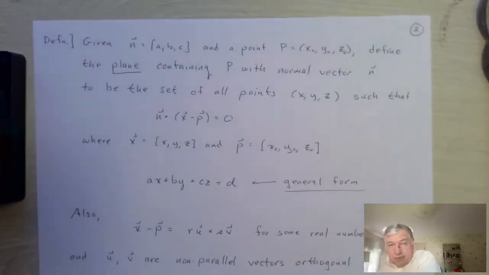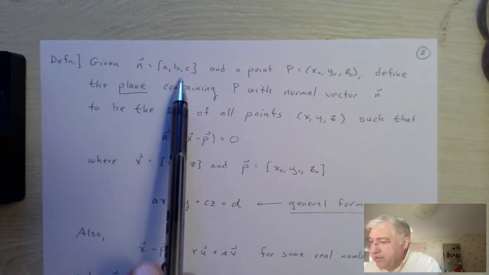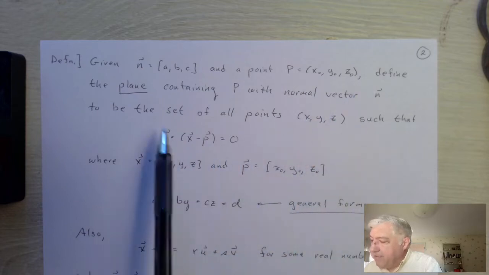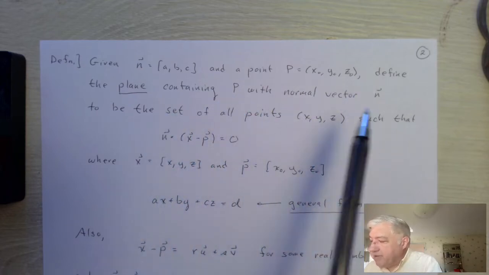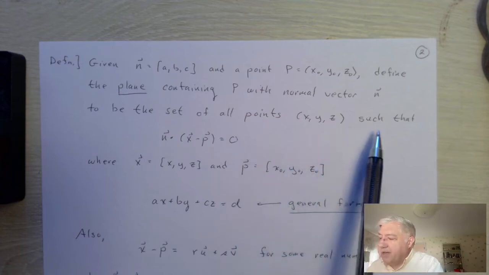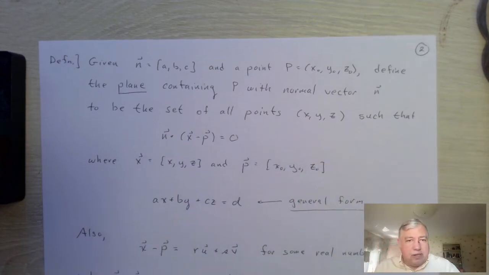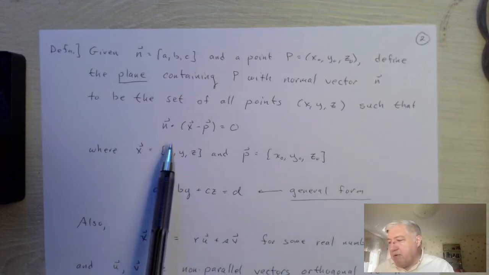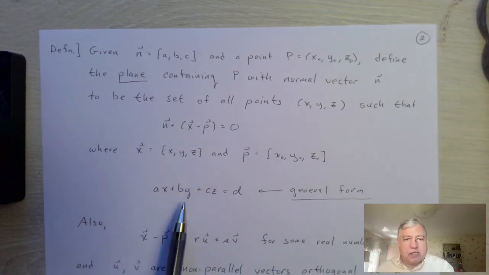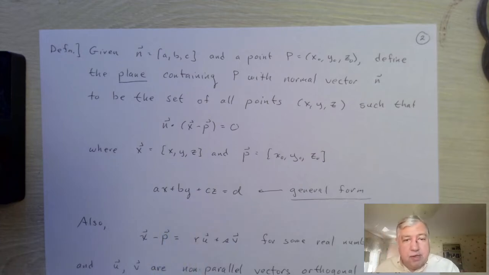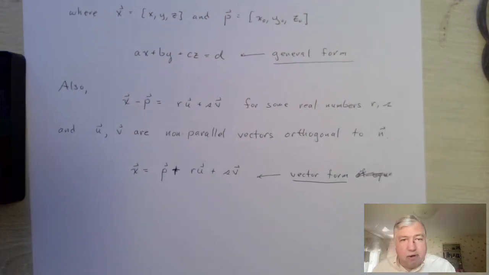So we can give you the official definition now. Given a normal vector and a point, we can define a plane containing that point with normal vector n to be the set of all points x, y, z, such that n dot the quantity x minus p equals 0, where x and p are defined as what they were before. And as before, we could multiply this out, and we'll get something times x plus something times y plus something times z equals a constant d. That's the general form.